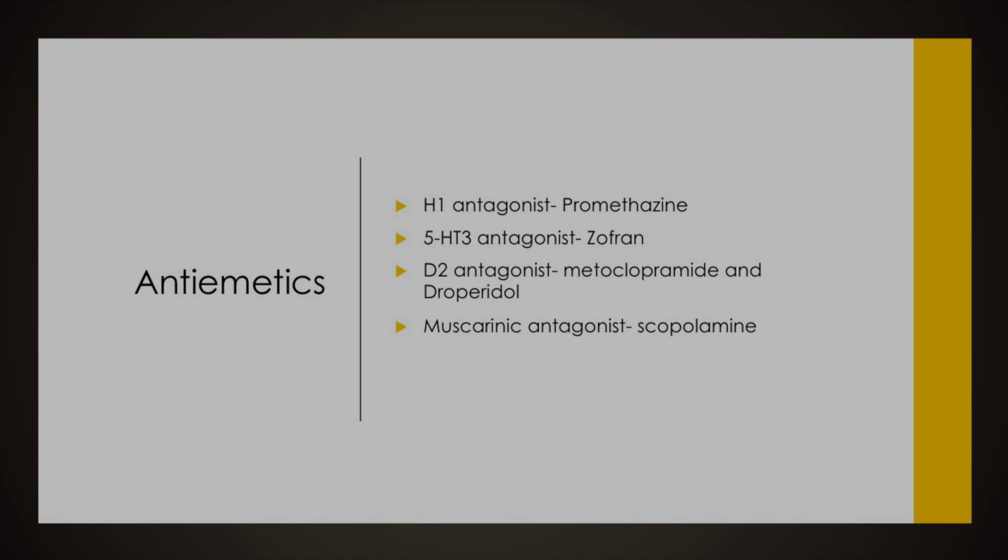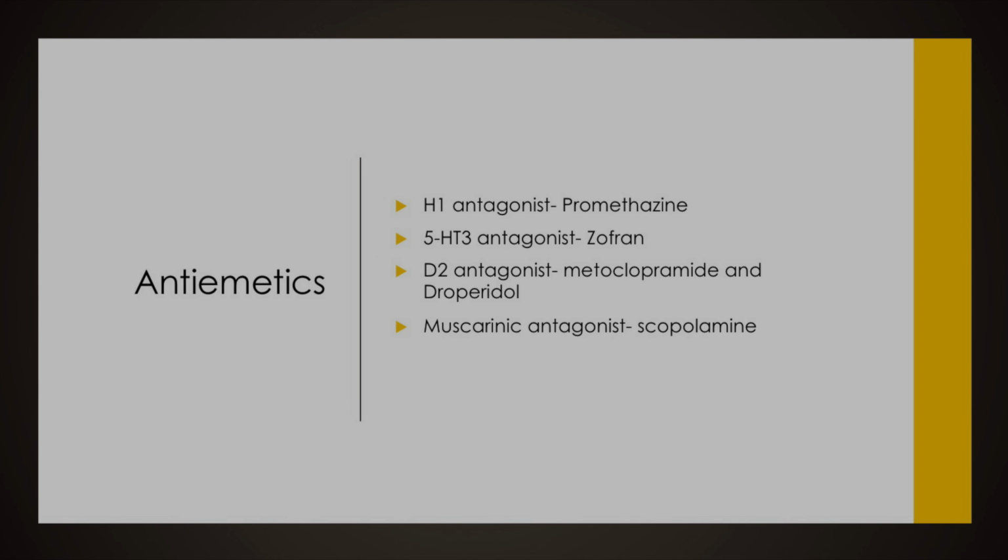With those pathways in mind, antiemetics make a lot more sense. We classify them by which receptors they block. H1 antagonists like promethazine, Phenergan, primarily target histamine receptors and work well for vestibular or motion related nausea.